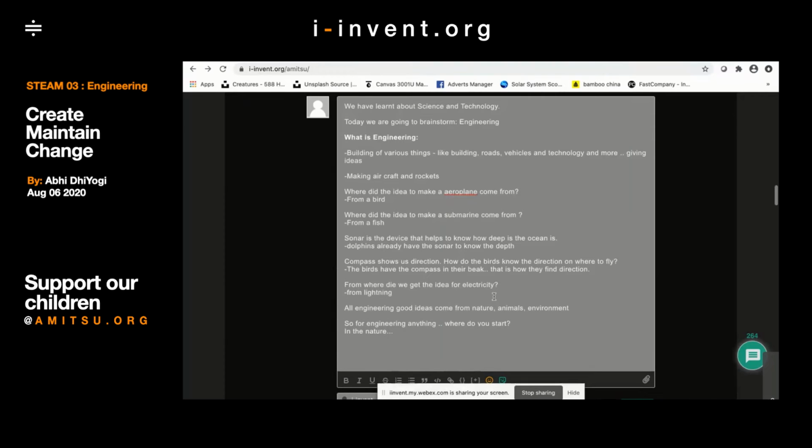So let me ask one question, if you have understood this. If I come to you and say, Amitsu children, build one spaceship. Where do you think you can look first? What are you going to do? Where are you going to start? By looking where? For ideas. Will you go on a computer? Will you read a book or will you go in the garden? Where will you go?